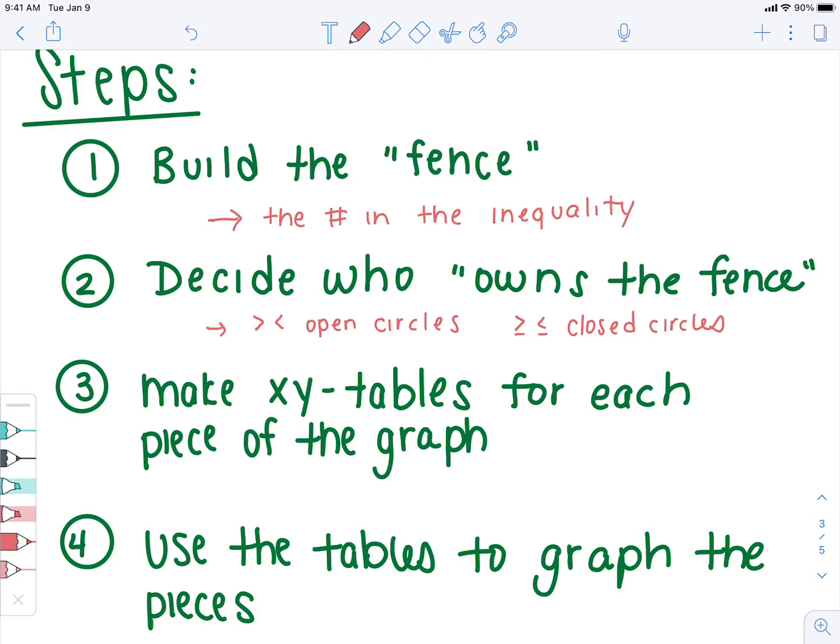Then you're going to make your tables. You always want to make sure when you make your tables that both tables have your fence number in them. So whatever number is on your fence should be the start of both of your tables. And then you're just going to apply your points.